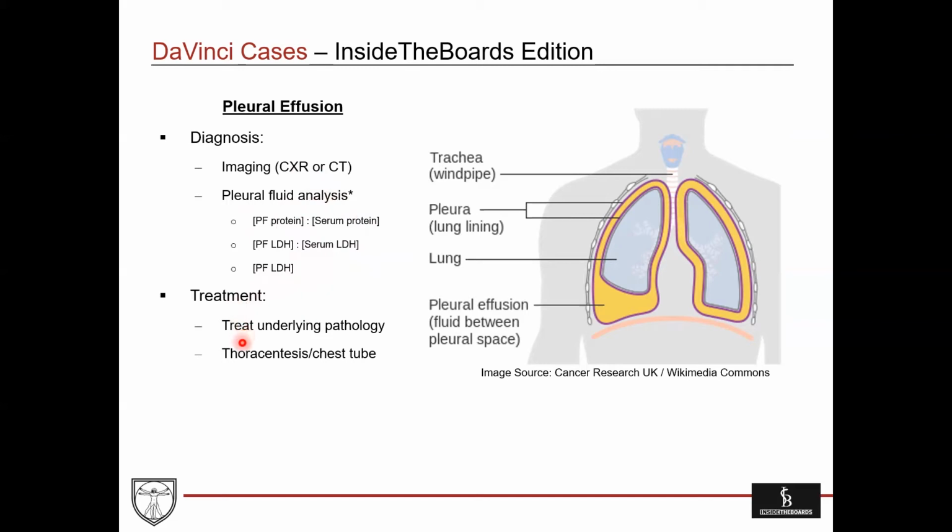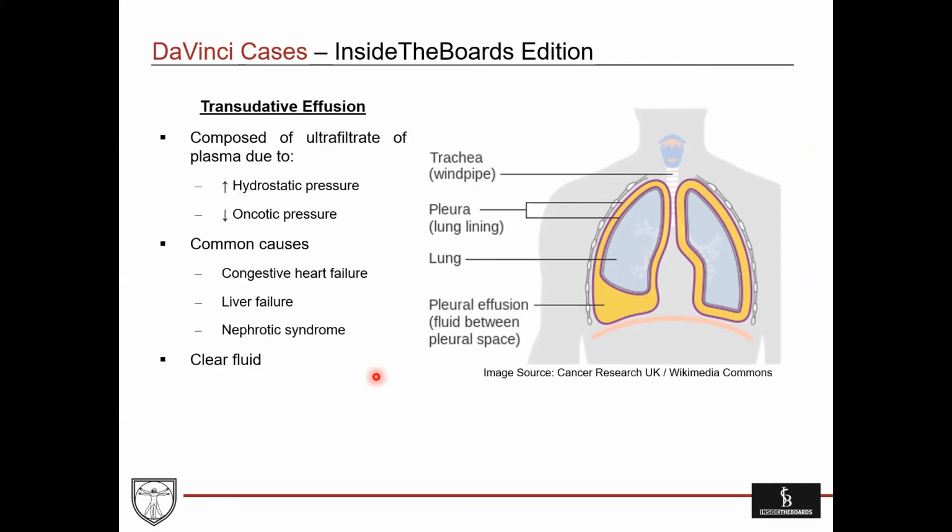So the way you treat it is you can just treat the underlying pathology, and then sometimes it just goes away on its own. An example is that if a patient comes in with significant heart failure, you can just give them diuretics, take some fluid off. Sometimes the effusion will just resolve on its own, or you can do a thoracentesis. So a thoracentesis can be diagnostic and also therapeutic as well. And then if it's really bad, you can put a chest tube in as well and drain the fluid out that way.